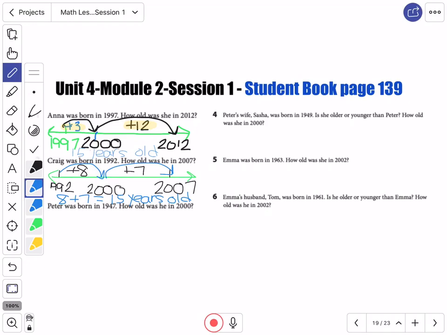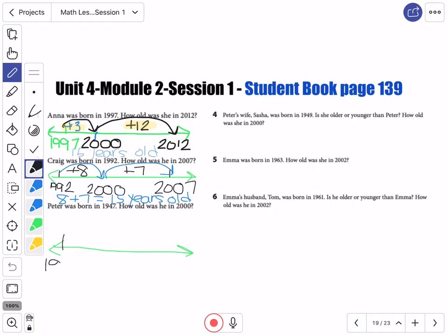Moving on to number 3, Peter was born in 1947. All right, how old was he in 2000? So you can tell that the numbers we're starting to get a little bit farther apart here. Okay, so maybe a little bit of a different jump here. All right, so here's my number line. Not the nicest number line, I apologize. I will get my Apple Pencil working.